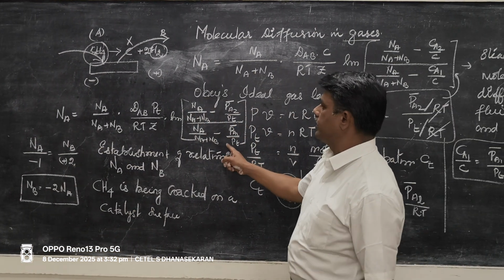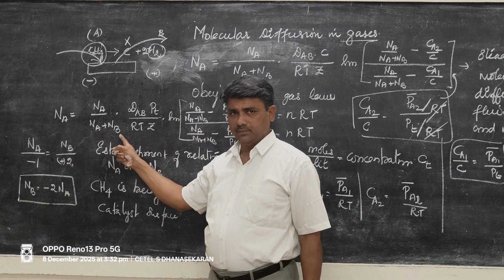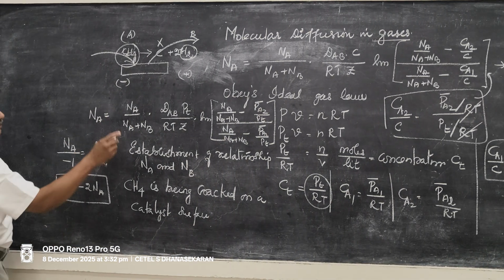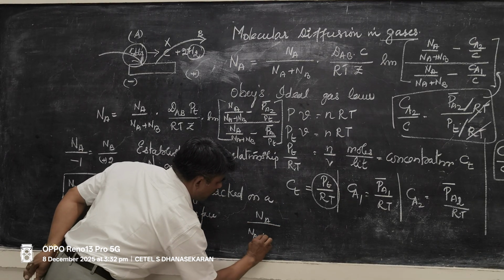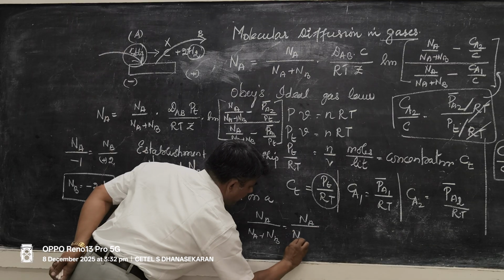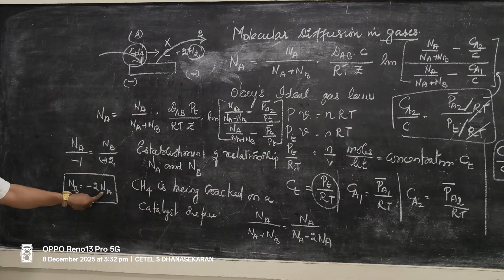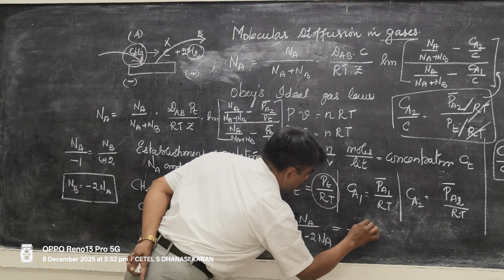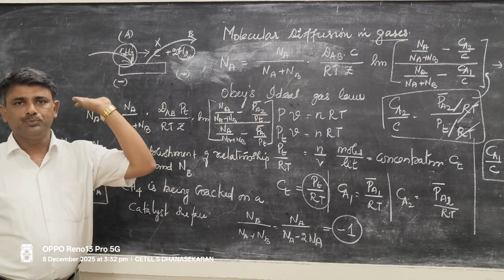See, this is the final equation. Substitute NA by NA plus NB. Clear? Now, if you substitute this relationship, NA divided by (NA plus NB) is equal to NA divided by (NA minus 2NA). Clear? NB is equal to minus 2NA. Substitute this, so the ratio becomes minus 1. Substitute this minus 1 value here and get the final equation. It's up to you. Clear?